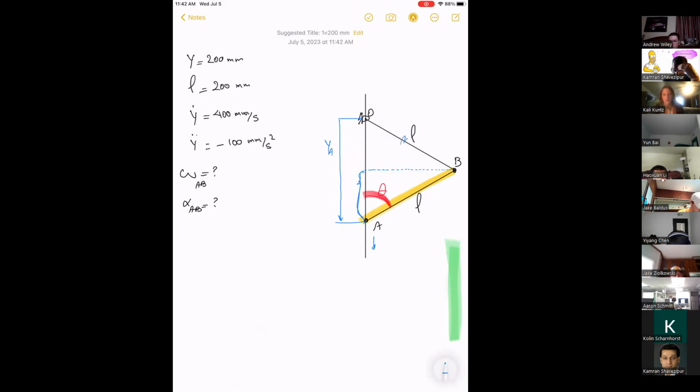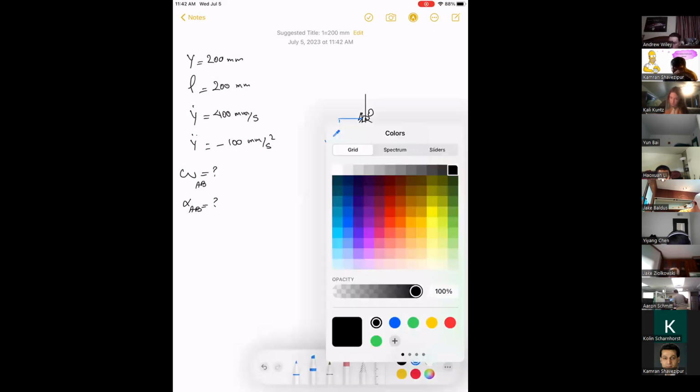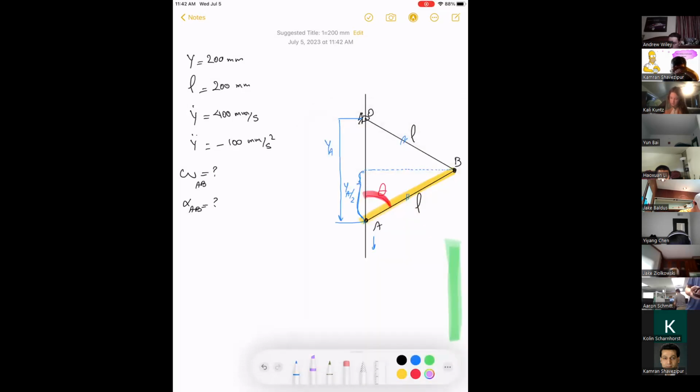Why? Because this and this are the same, right? If they were not the same, you would have to find another equation. But because OB and AB are the same, this is technically YA by 2. Now that you know that's YA by 2, let's go to this triangle and see how I can relate theta to YA.